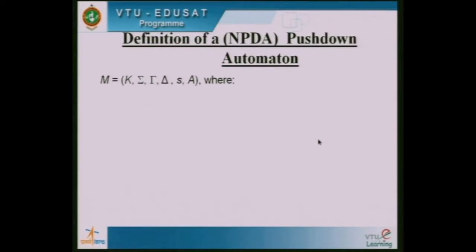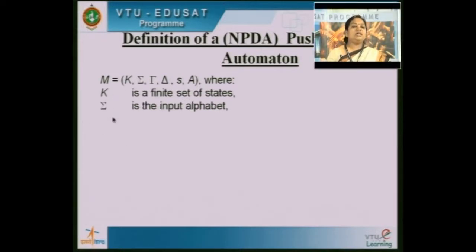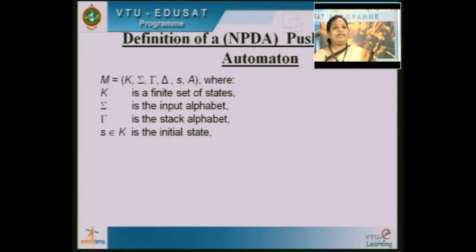When we go for defining the pushdown automata, it is defined as M = (K, Σ, Γ, Δ, S, A). What is K? As you all know, K is a finite set of states, Σ is a finite set of input alphabets, Γ is a finite set of stack alphabets, the alphabets which are pushed in or popped from the stack. Those are called Γ symbols or stack alphabets. Then S is a state from K, which is an initial state or a start state, and A is a subset of K, which is nothing but the one or more accepting states.